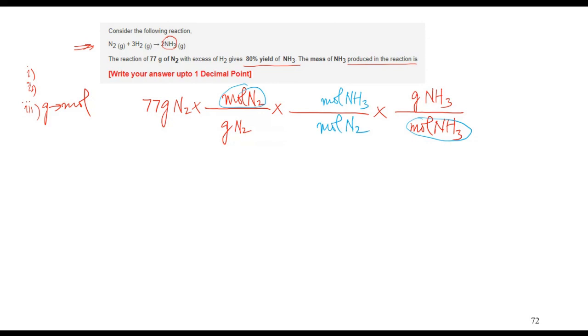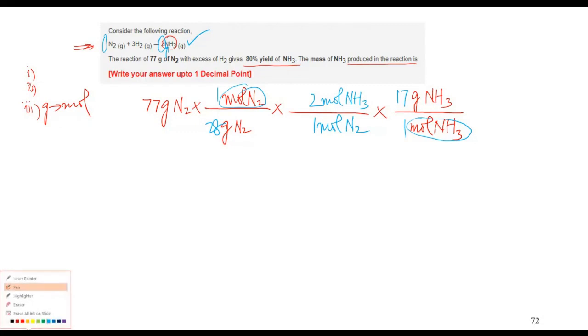I told you, you will write 1 with mole in step number 3 and step number 5, and with gram, molar mass. So what is the molar mass of nitrogen? 28. What is the molar mass of ammonia? It is 17. Now, in the mole ratio method, you will use this equation. With nitrogen, it is 1. Write 1 with nitrogen. And with ammonia, it is 2. Write it here.